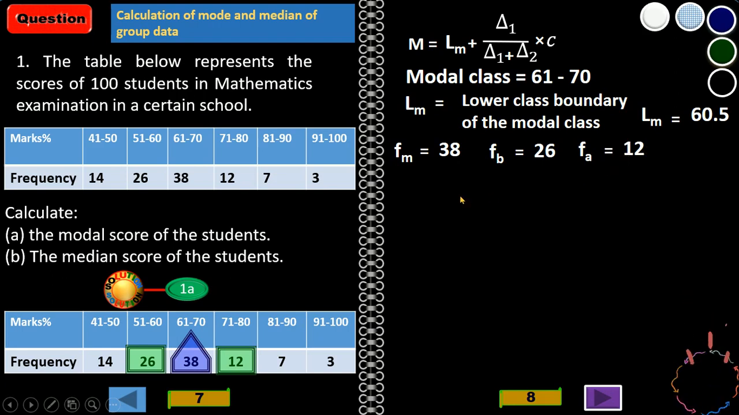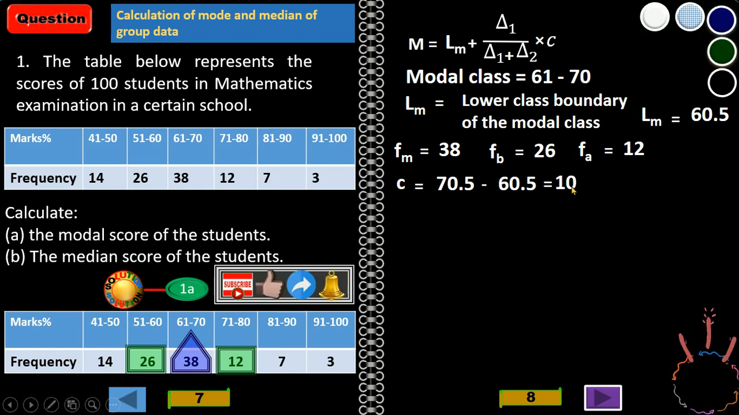So now using this, we can make direct substitution into this formula. The class size is 70.5 minus 60.5, the upper class boundary minus the lower class boundary, and the difference of the two of them will give us 10.